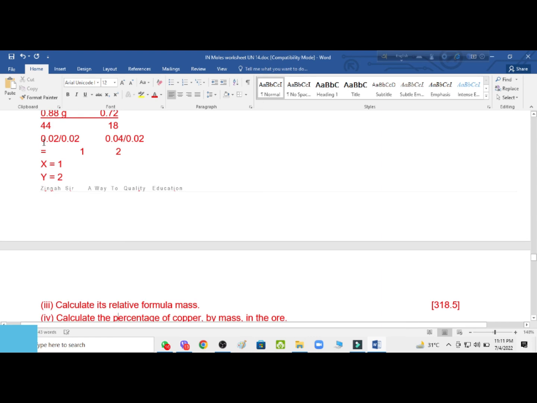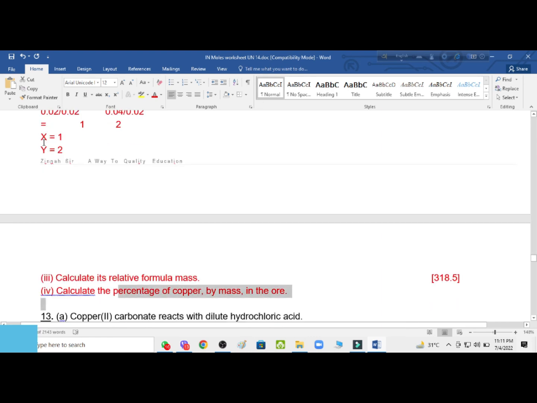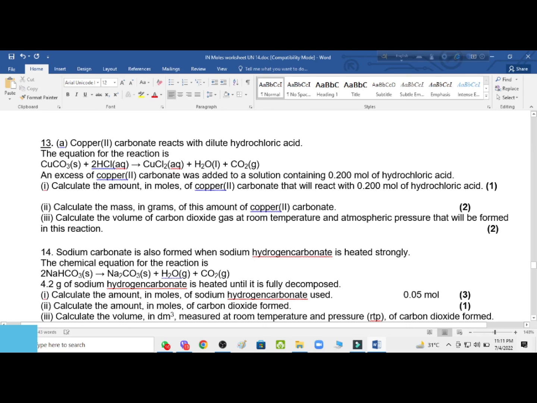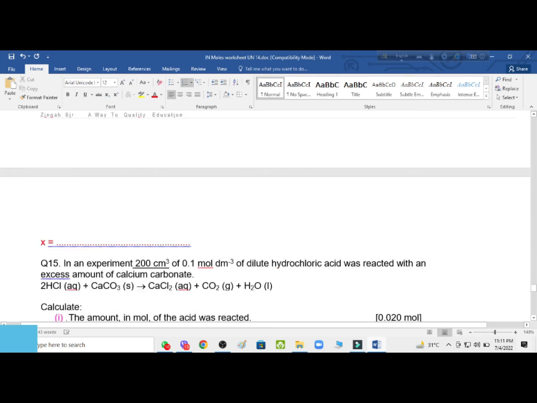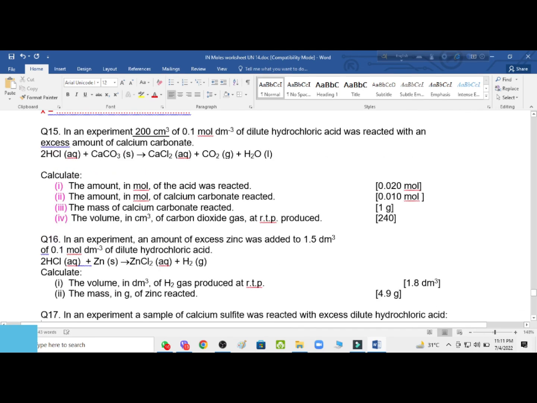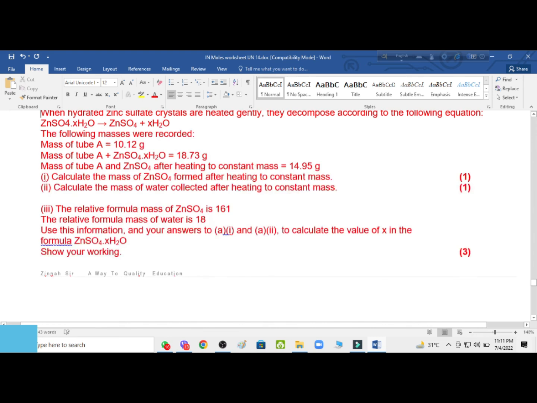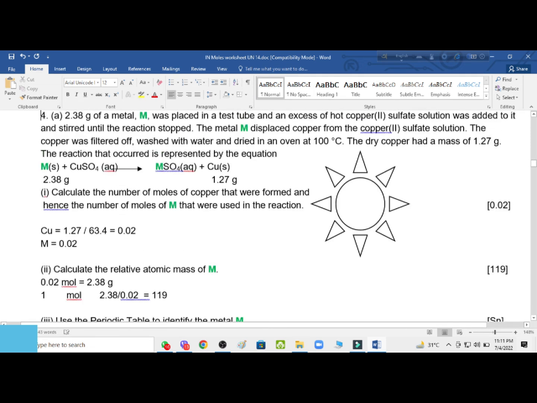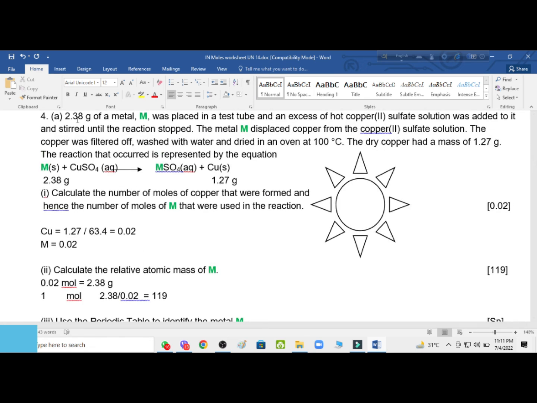Okay. And percentage by mass, I'm not going to show you any more calculation because all are very similar. So thank you very much. Try the remaining few others yourself, and so far we have shown many of them. If many of them are understood well, then the few others you have to do, do yourself. Thank you very much.